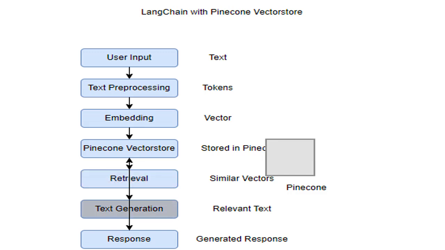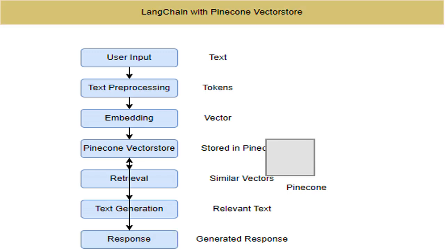Retrieval, text generation. Data flow. The retrieved text is sent to the text generation component to generate a response. Text generation, response. Data flow. The generated response is sent to the response component to be displayed to the user. Response, Pinecone Vector Store. Data flow. The generated response can be used to enrich the Pinecone Vector Store, potentially updating it with new knowledge.